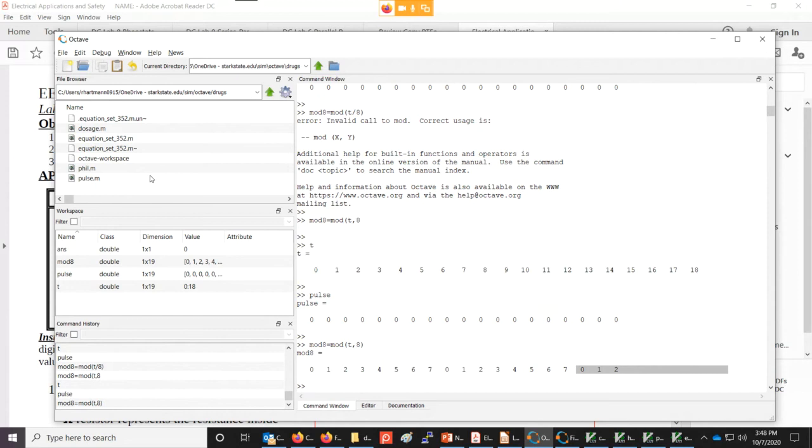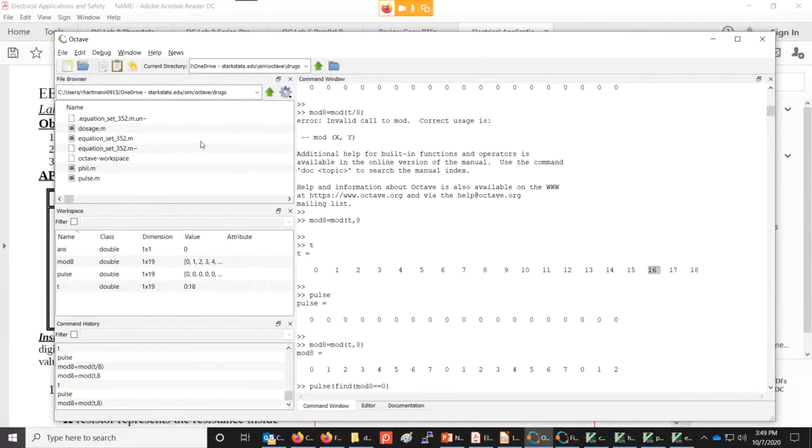So now I'm going to use that find command in my pulse, and I'm going to find the values where mod 8 is equal to 0, which is going to be the first value and the 9th value. Remember, the 9th value is time at 8.